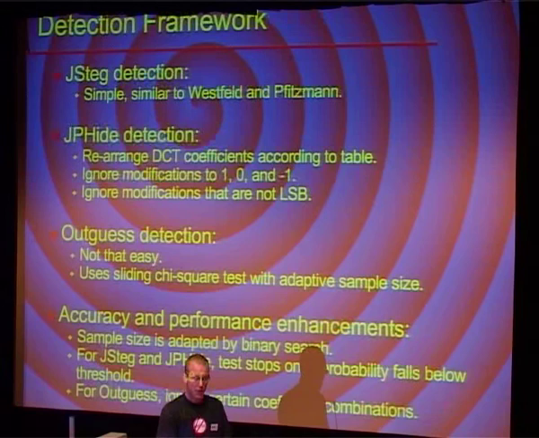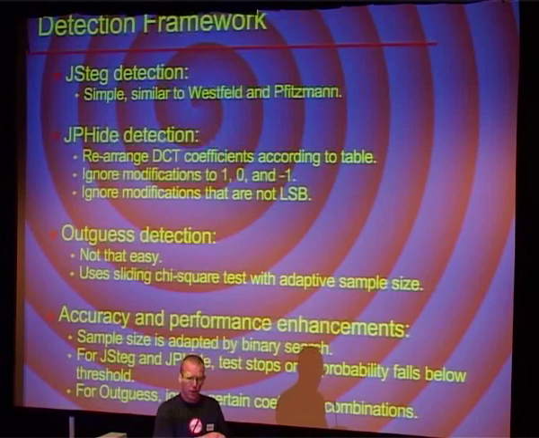So how does the JSteg detection work? Well, as you saw in the images, it's pretty simple, and Westfeld and Pfitzmann already talked about that. For JP-Hide, we have to rearrange the DCT coefficients according to that table, so that we get the modifications nicely lined up. Then we also ignore modifications to the 1, 0, and -1 coefficients, because these are slightly different, and they spread the changes out in such a way that you can't immediately detect that something has been changed there. Because the 0 coefficient is so high in frequency, this test isn't perfect. And then we also ignore modifications that are not relevant.